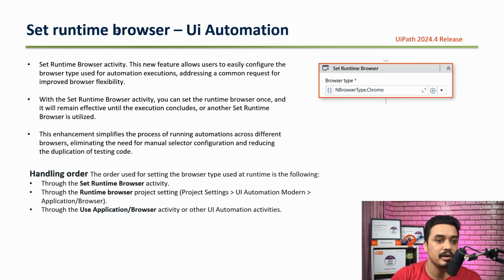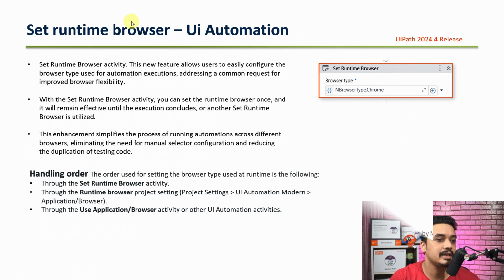With the set runtime browser, you can set the runtime browser once, which means that at the beginning of the automation, I say that the browser I want to use is Chrome. So now Chrome is set for the complete automation till the time it gets a new set runtime browser. So let's say first you have set the runtime browser to Chrome. You have 10 activities, then you set the runtime browser to Edge. Now this will become Edge, right? So it's simple, right? Set the runtime browser once, keep running the automation till the time you find the other set runtime browser activity.